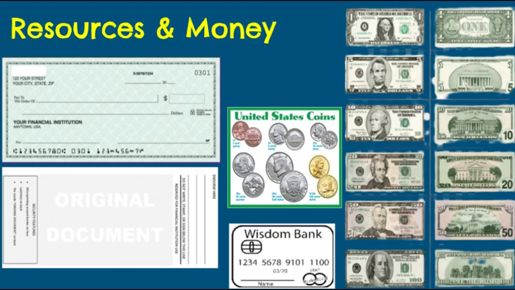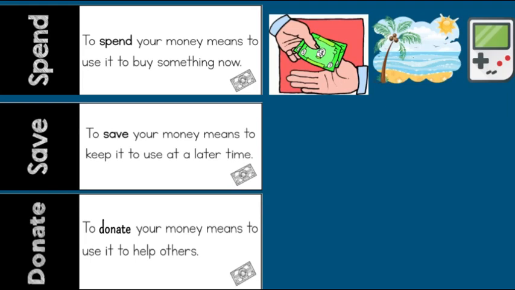Let's take a look at a couple of things that we could do with money. There are three basic things that you can do with money. You can spend it, save it, or donate it. Let's take a closer look at each of these.